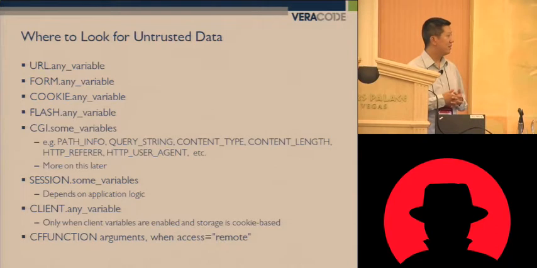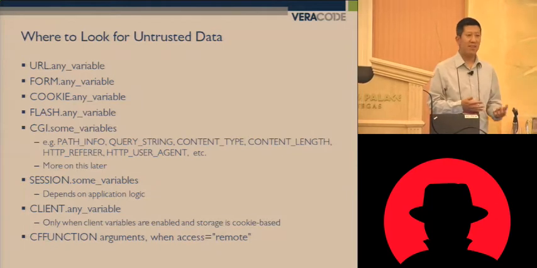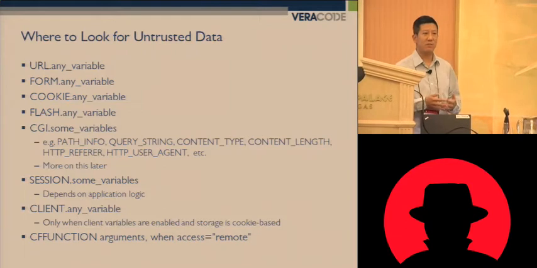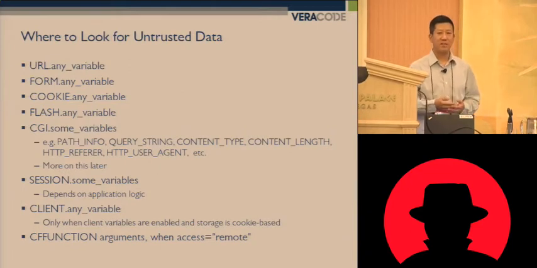Client.anything. This is another case where you have to look at how the application is configured. So if they're using cookies, then obviously anything in the client scope is going to be tainted because cookies themselves are tainted. But if they're using a different mechanism for the client scope, such as using the registry on the server side, then those are not going to be tainted because the end user of the application can't go and control the registry.